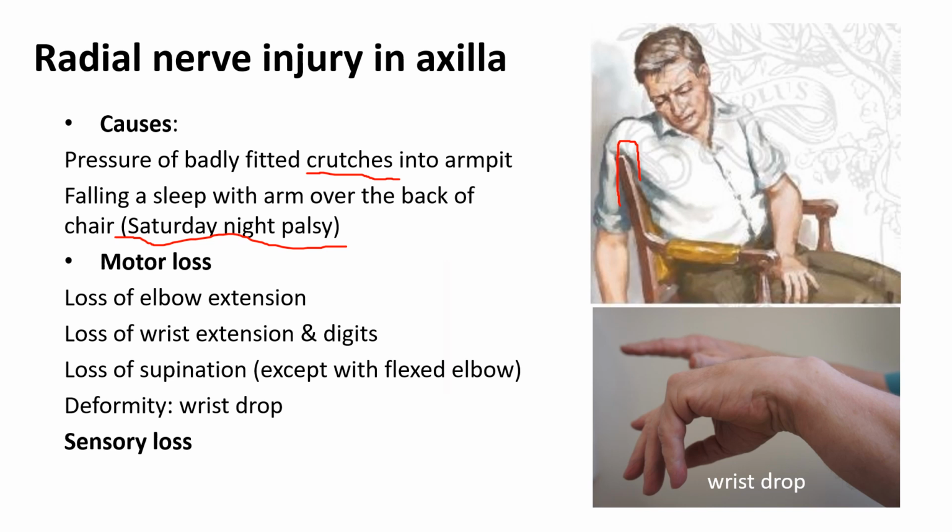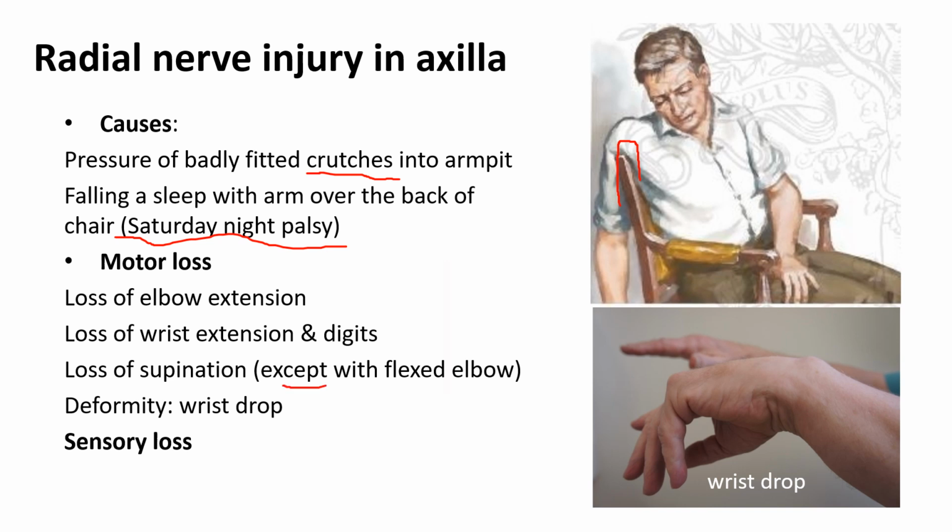Now, motor loss, as we will be expecting that all the branches of the radial nerve will be affected from the axilla downward. So we will have a loss of elbow extension because of paralyzed triceps muscle, loss of wrist extension and digits because all the branches from proximal part of the radial nerve are being lost. Loss of supination because paralyzed supinator muscles.